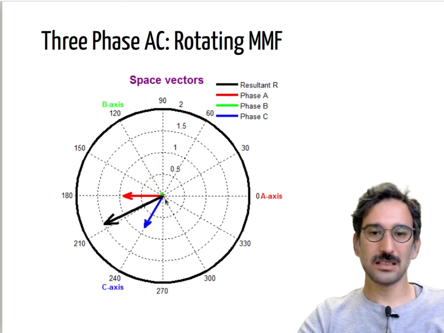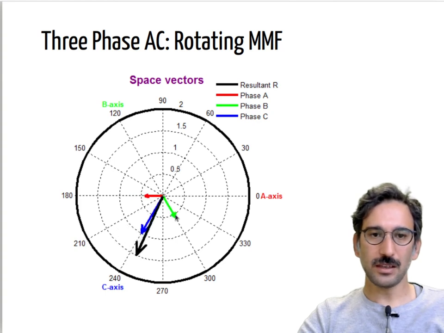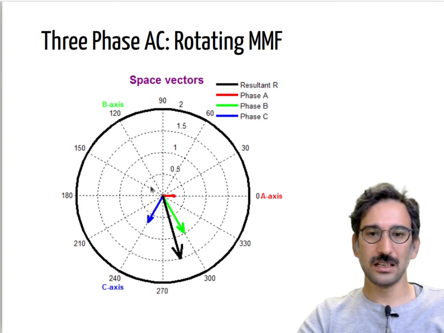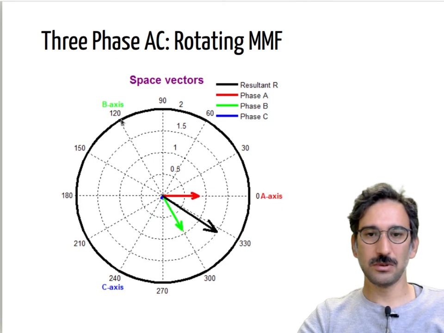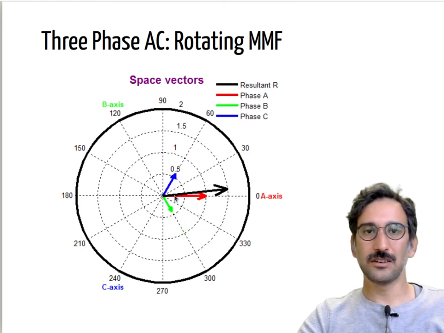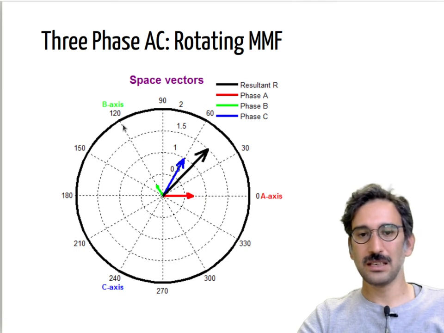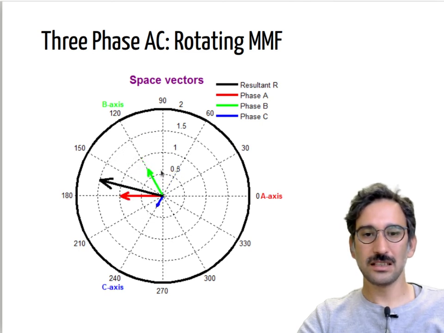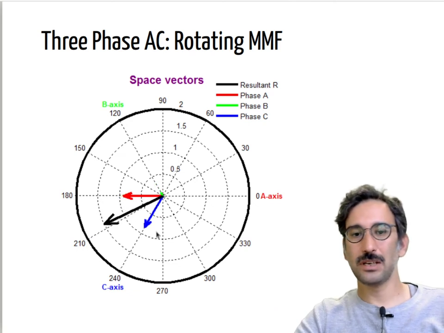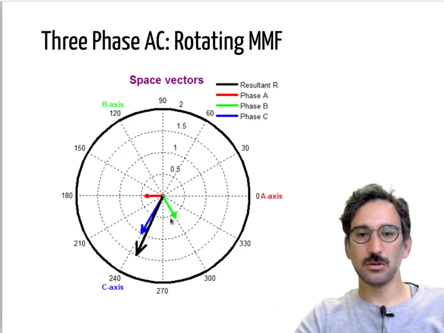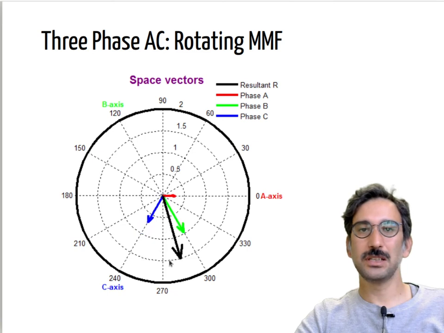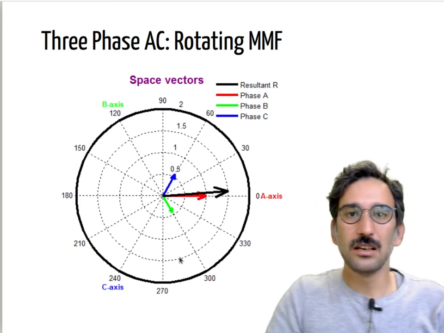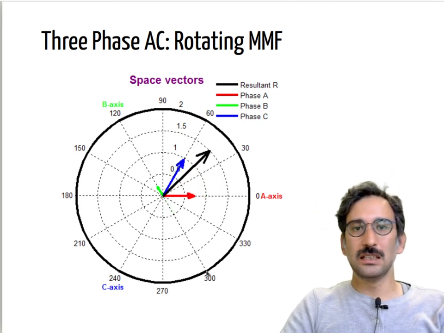And the same thing is there for the green one. The green one is again shifted by 120 degrees from the red arrow. So phase B is moving up and down along its axis, and the same thing is there for phase C. Again, you can pause the video anytime and add those vectors, and the resultant will be the black one. The vector addition of all those three MMFs will give you the black vector.